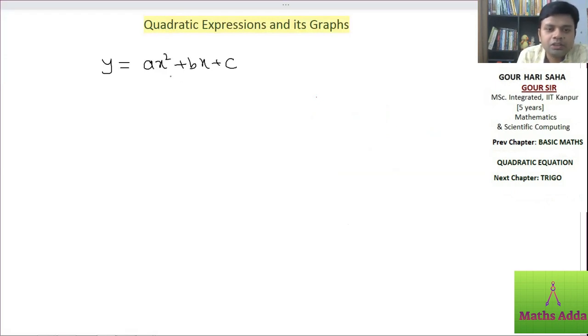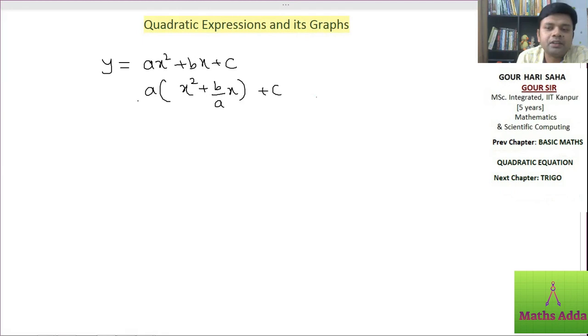So how to do it? This is the third one, that is x square plus 2x plus 2. So what I will be doing, I will be converting to perfect square, taking a common. So it is x square plus b by a x plus c. You remember, I am doing this perfect square second time.